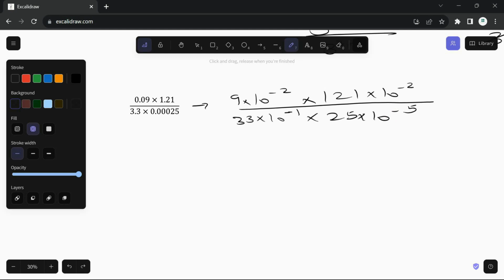If any of these things we're doing is strange, please check the playlist in the description. We've built up to this particular point. We started from laws of indices, we studied standard form, before we now enter this WAEC solution.